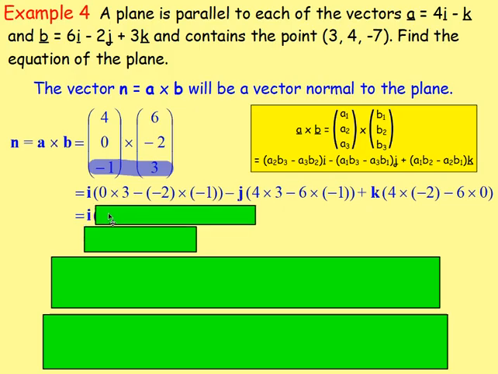Simplify each of these, so it'll be i multiplied by, this works out to be negative 2. You'd have take away j times, this works out to be 18, and you'd have plus k times, and work out what's in the brackets there, you get negative 8.